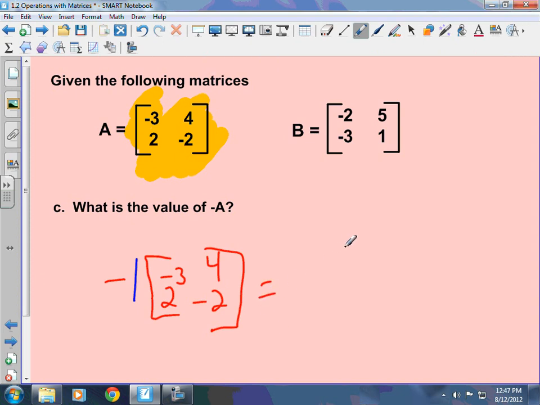So my answer is negative 1 times negative 3 is positive 3. This turns into a negative 4. This turns into a negative 2. This turns into a positive 2. What happened? Anytime I multiply negative 1 to a group of numbers, it changes the sign of those numbers. So all I did was I took this matrix right here, and I just changed the sign.